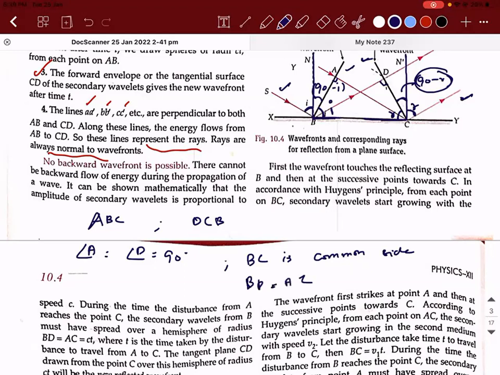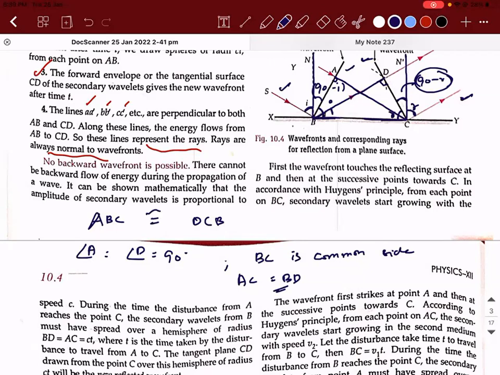Why is BD equal to AC? Because with B as a center, you drew a wavefront to point D. From A, you have drawn to point C. So BD is equal to AC. BC is common side. AC is equal to BD. So I can conclude that these two triangles are congruent.